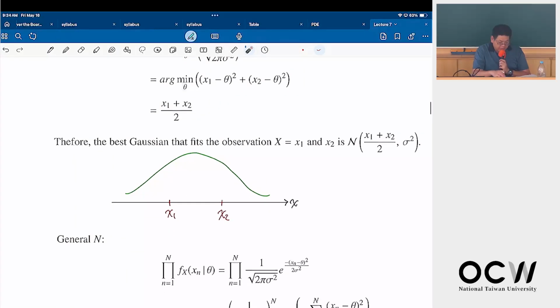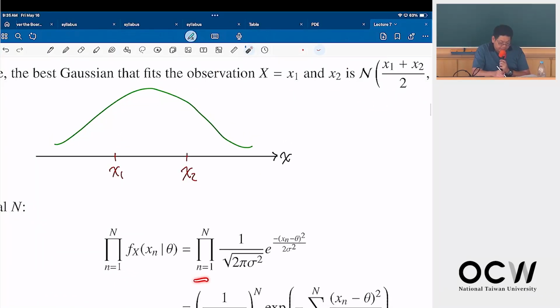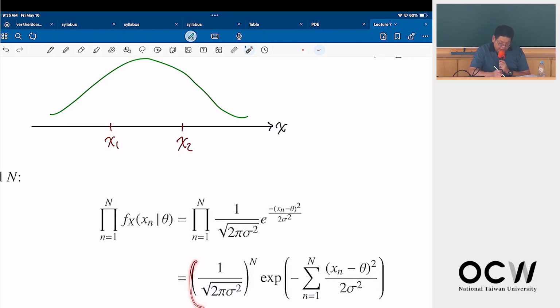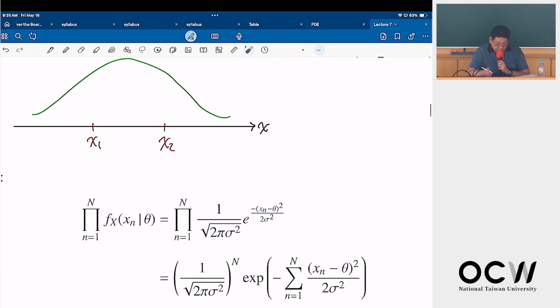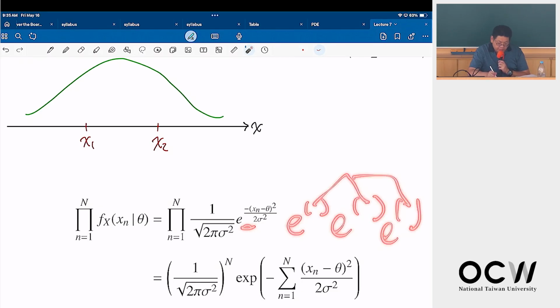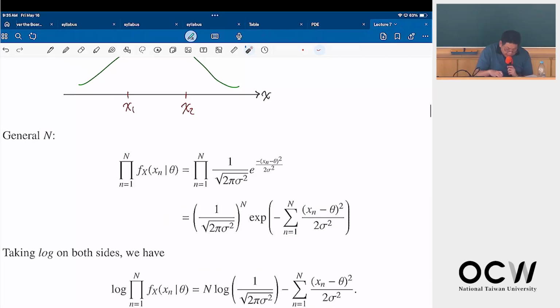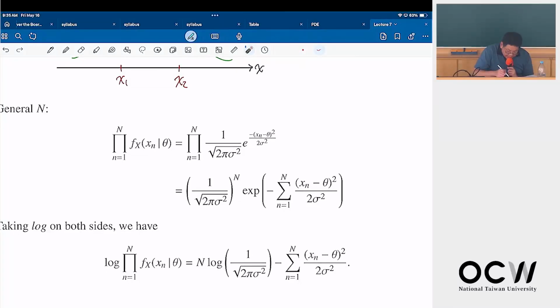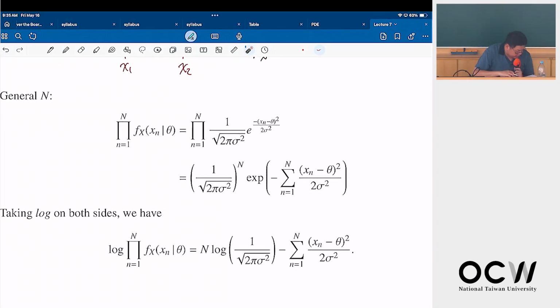If I have n observations, then because they are all Gaussian, here I have this term to the n, and we don't need this later on. Then exponential: we do exponential something, exponential something, exponential something. So for this exponent, I do a summation. Then to find the best theta, we can take the log on both sides. So I take the log of the left-hand side, and also the log of the right-hand side.